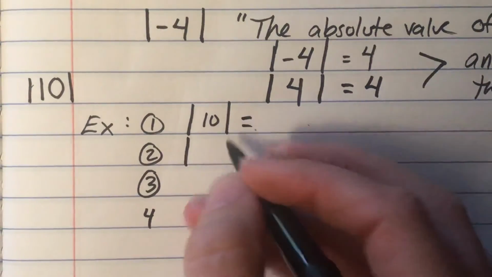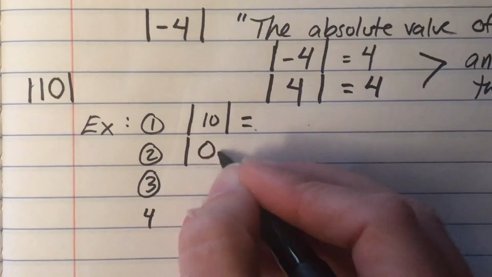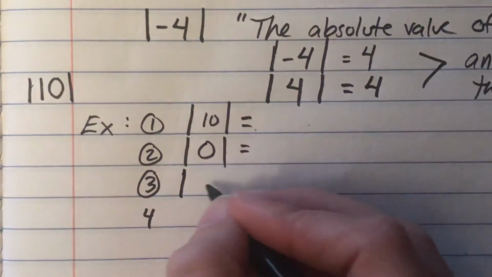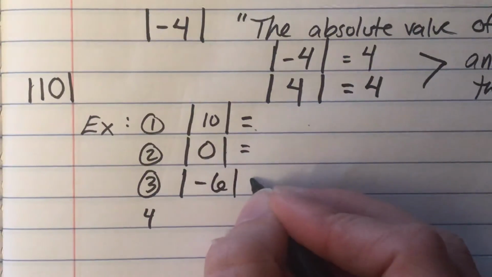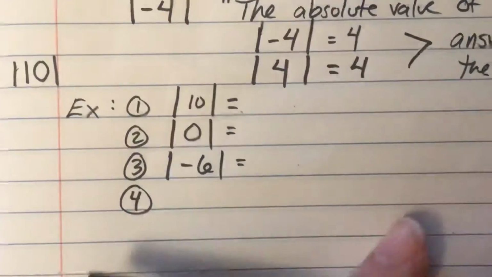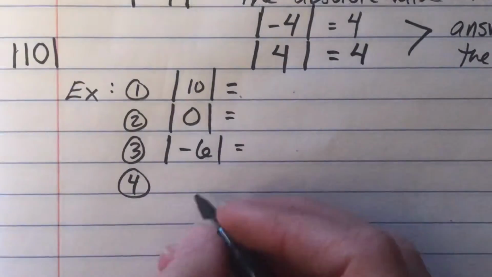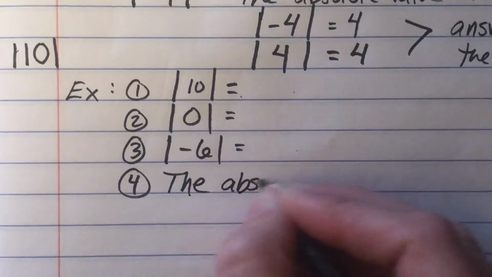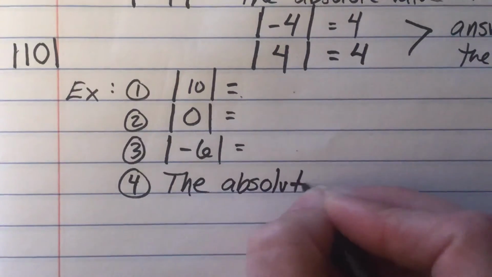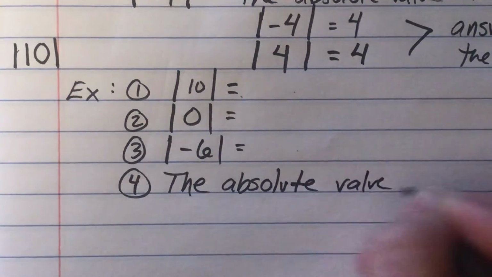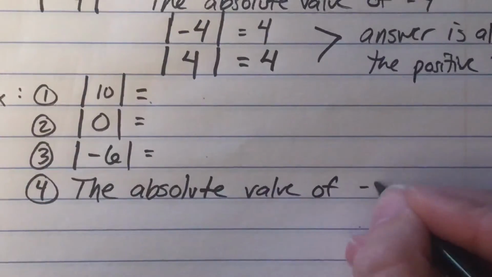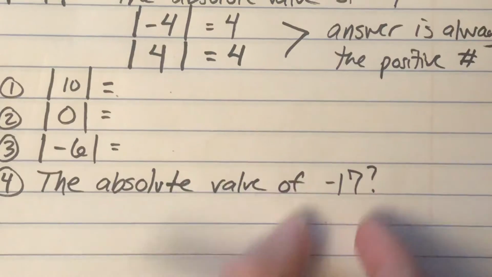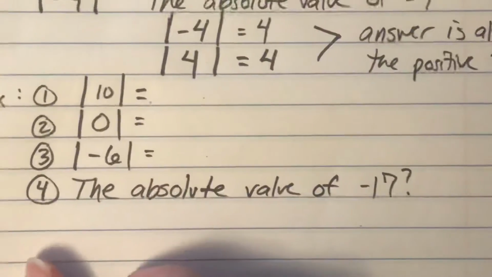And then let's do the absolute value of 0. And let's do the absolute value of -6. And then let's do one where maybe we didn't see the bars, because there will be some questions that are just asked to you in word form. So what if you're just asked the absolute value of -17? So there's no bars around it, but the words are implying that there should be bars around it. All right, so let's answer these questions.